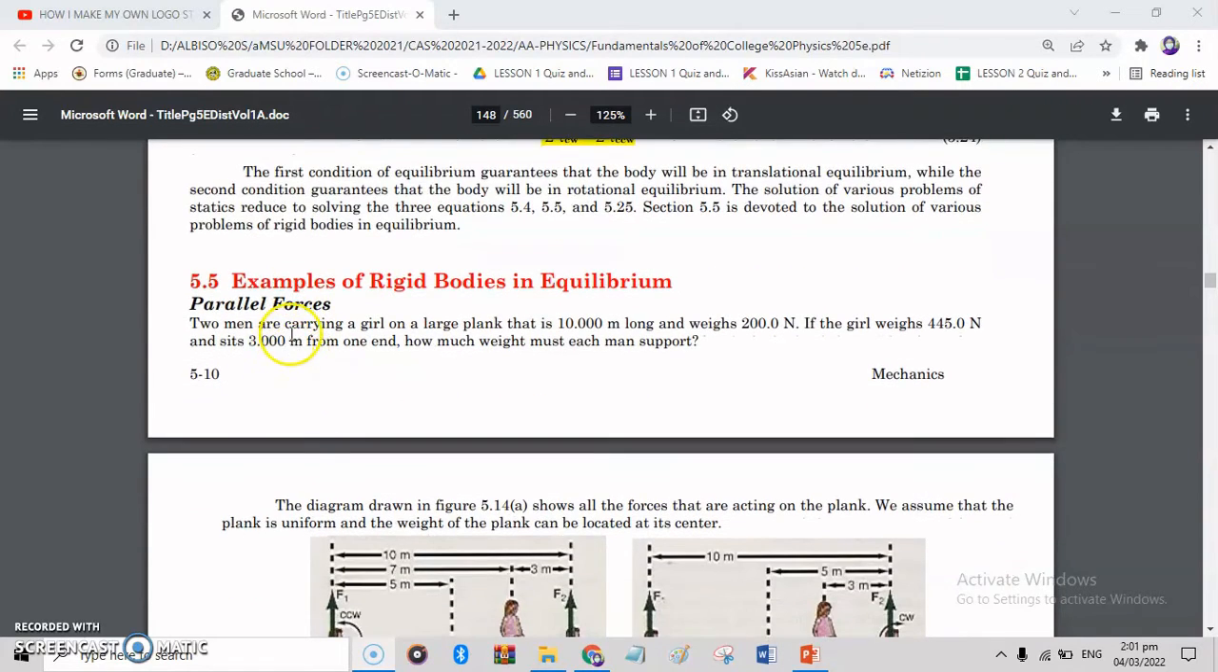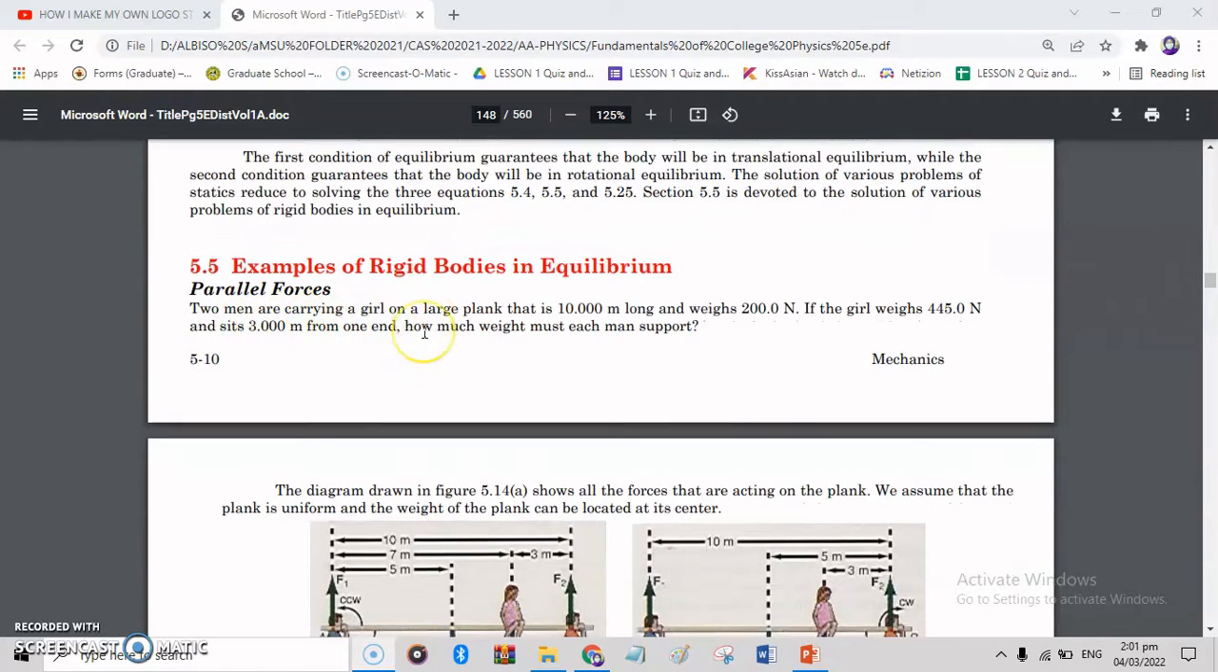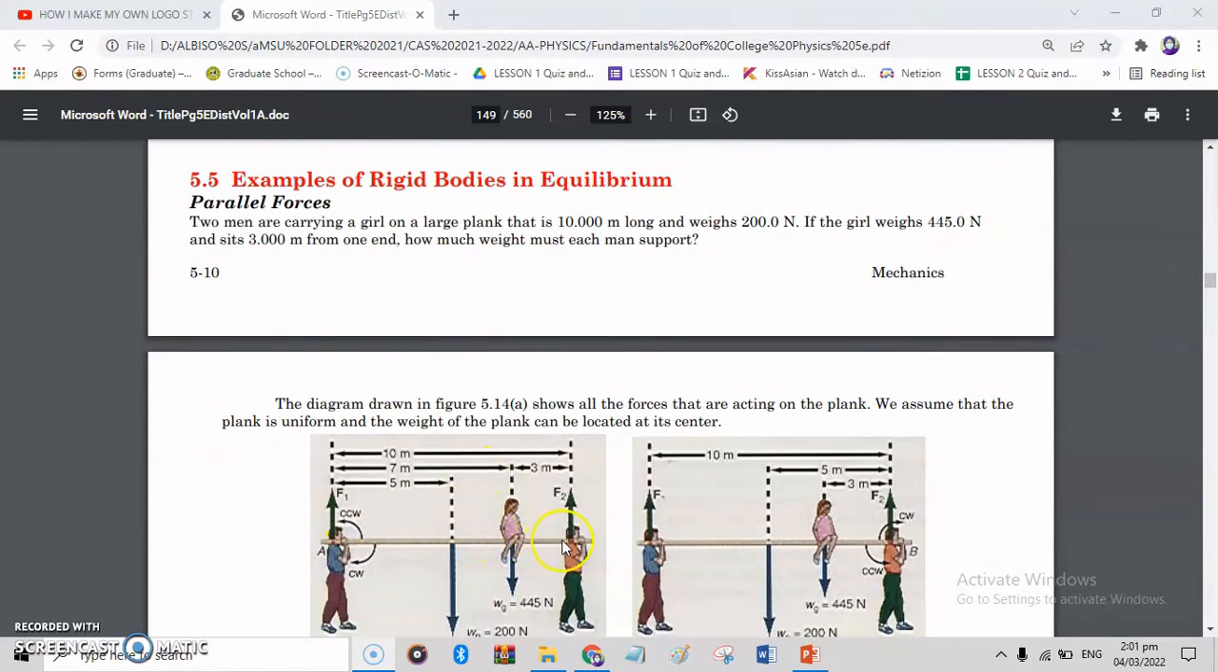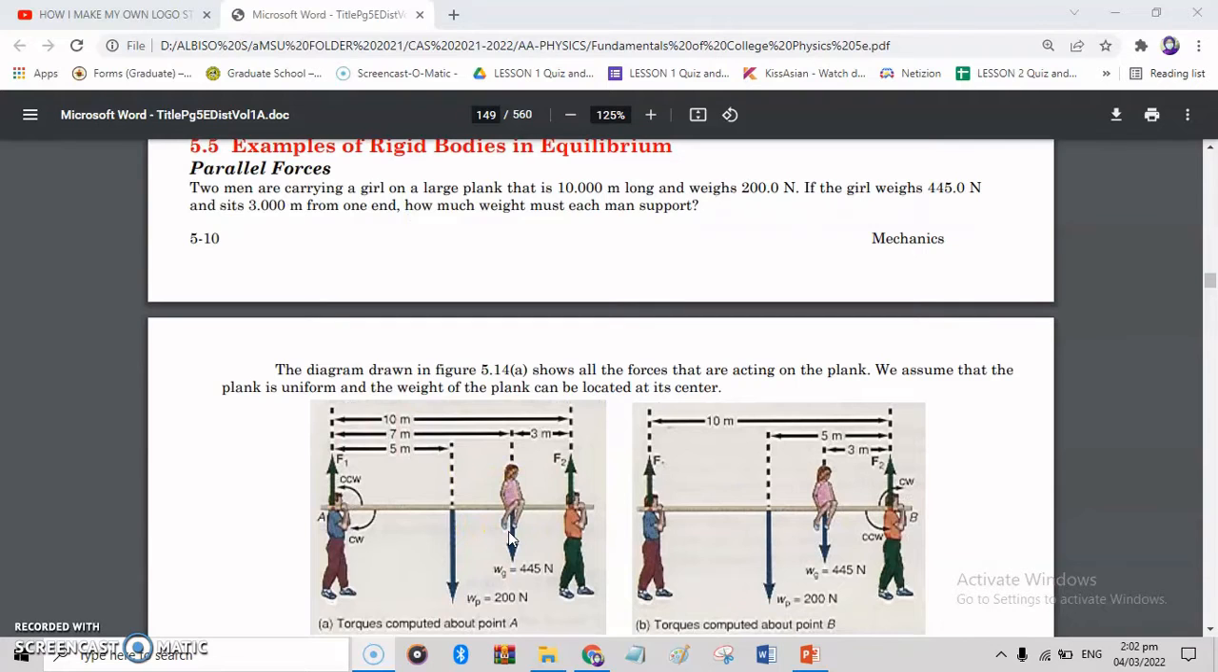There are parallel forces. So, two men are carrying a girl on a large plank that is 10 meters long and weighs 200 newtons. So, this is a plank na 10 meter. Ito yun siya, 10 meter long. And a girl that weighs 200 newton. Okay, the weight of 200 newton is nung plank.